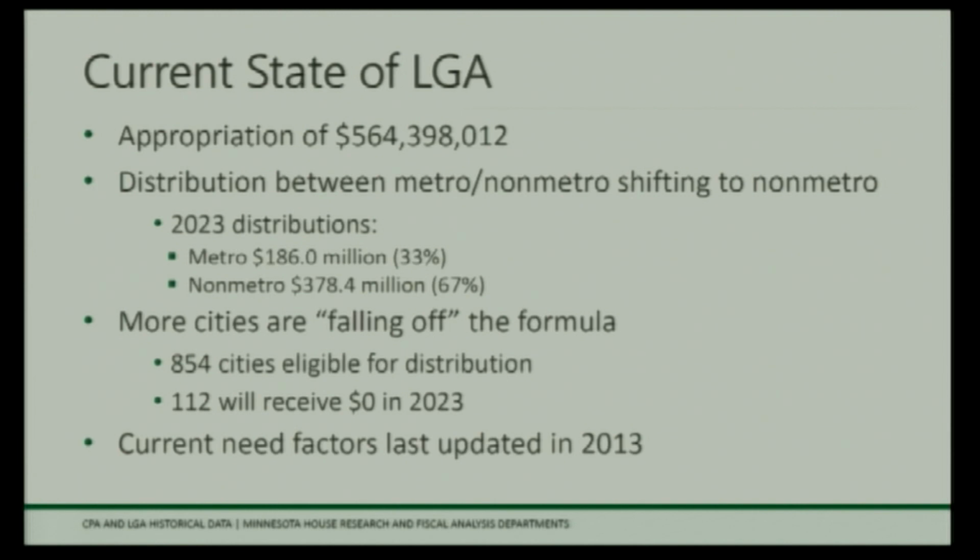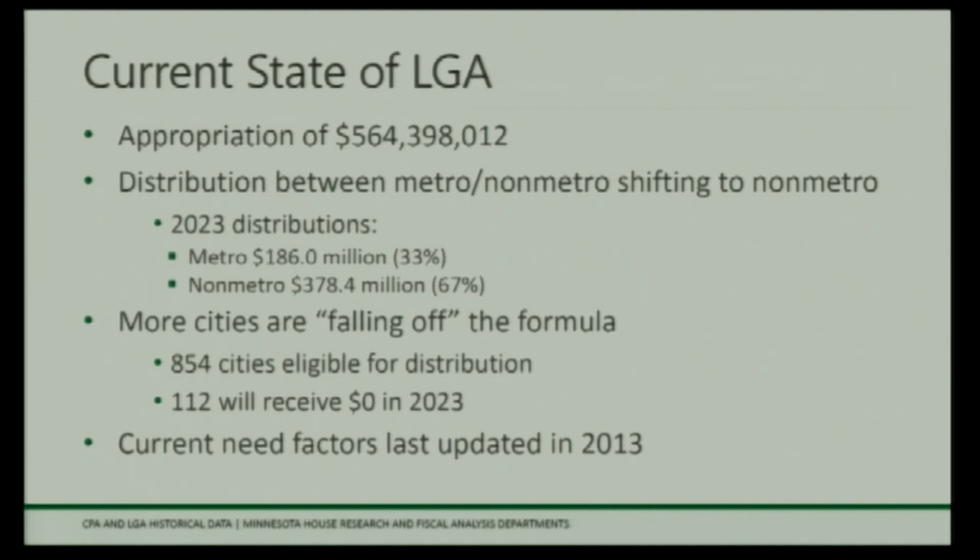And one of the factors that's contributing to this is that many cities have fallen off the formula. So we'll talk about the formula in the next couple of slides, but basically what's happened is that about 112 cities have been determined by the formula to not be needy enough to receive LGA, and 82 of those cities are in the metro area.